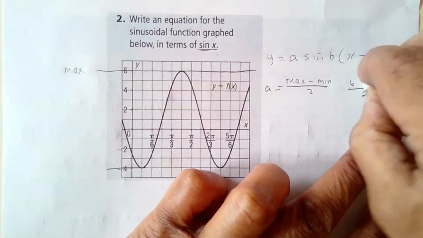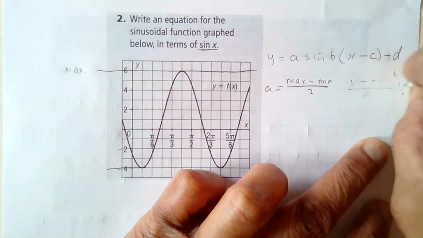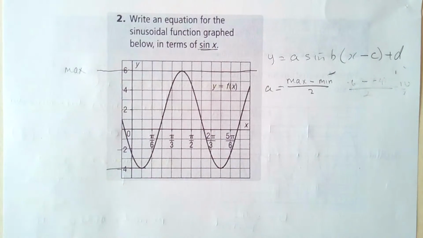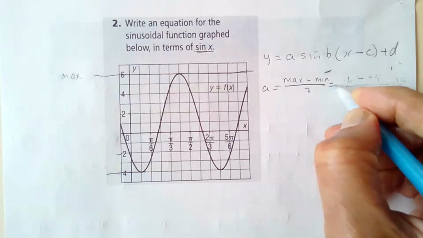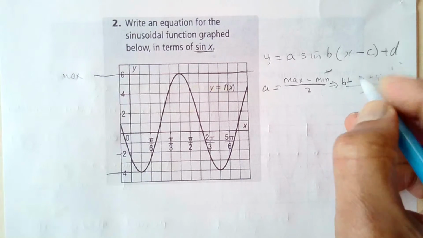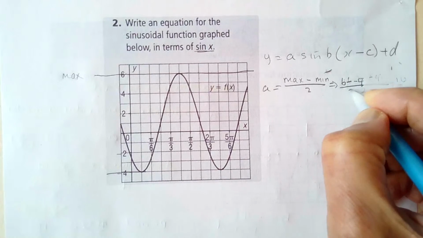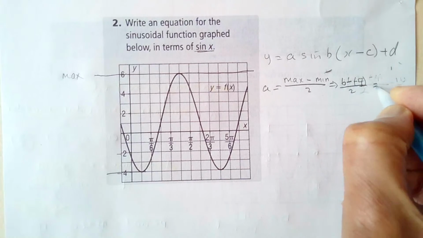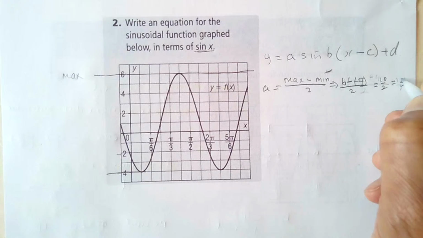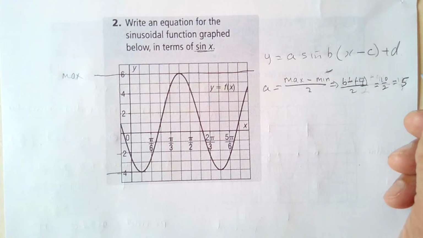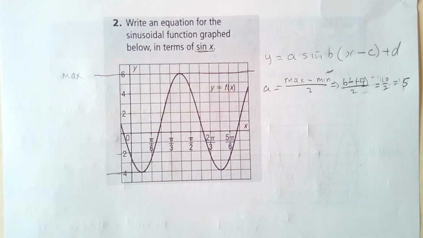Okay. I need to give myself some space here. I'm running out of room here, so I'll put it here: 6 minus negative 4 over 2, which is 10 over 2, which is equal to 5. So our amplitude here is 5.